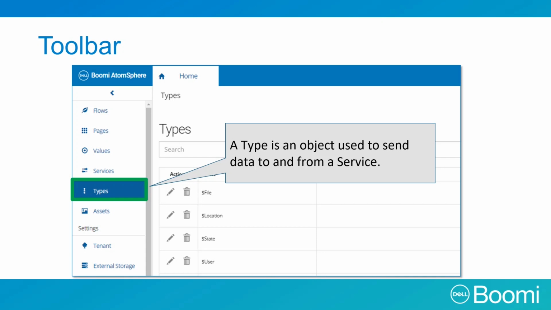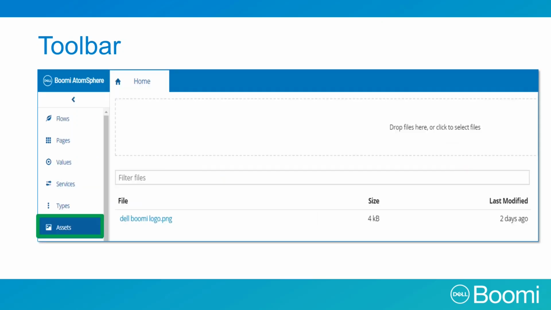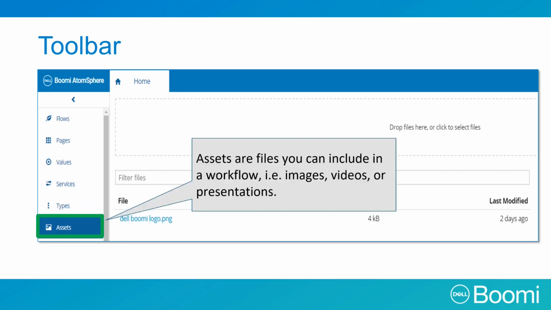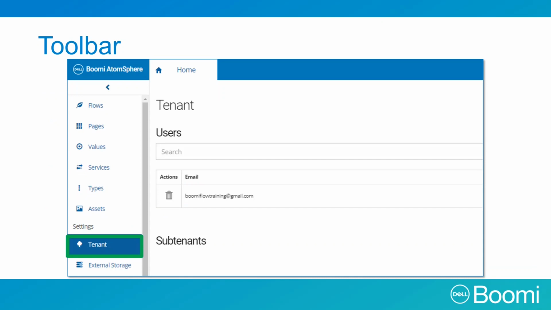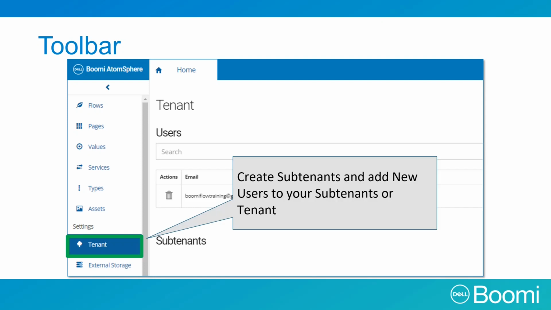The Assets screen is where you can drop a file into the dotted line box or click to select files from your computer. Assets are files we may want to include in our workflow, like images, videos, or presentations. These are static resources that could be images, presentations, spreadsheets, text files, code snippets, or brand identity kits like logos or custom graphics. The Tenant screen is where you will also see a section shown for subtenants. Here we can also add a new user to our tenant or subtenant and create subtenants when we are accessing the main tenant.